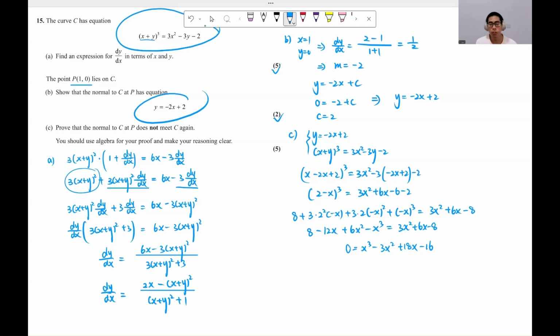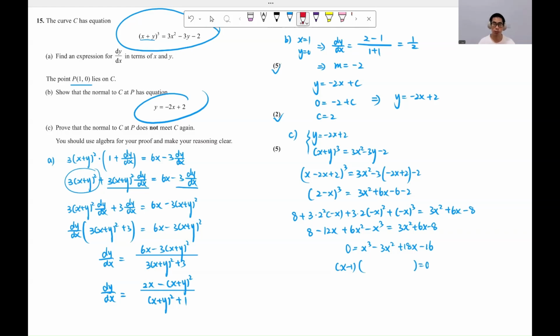Okay. So this is a cubic. Like, we can't just put it in the calculator and then say, oh, we only have one solution. We need to show it. And then we already know P is one of the points that lie on both, so x equal to 1 is definitely one of the solutions. So we already know x minus 1 will be a factor. We just have to find the other factor.